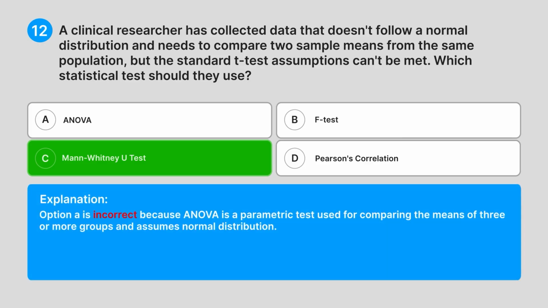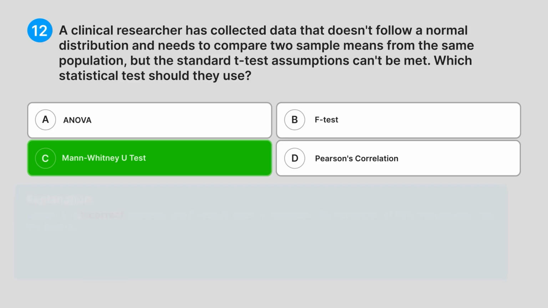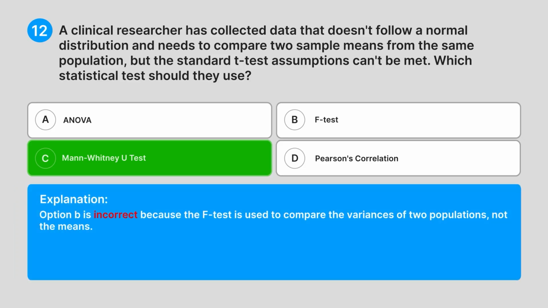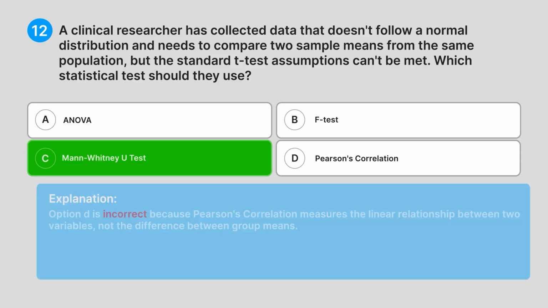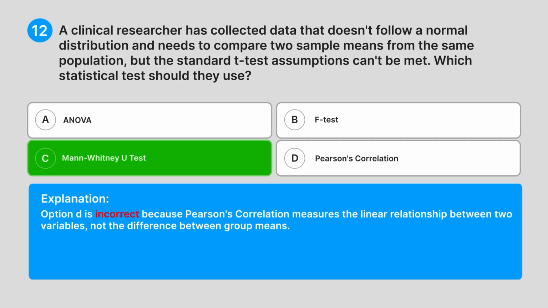Option A is incorrect because ANOVA is a parametric test used for comparing the means of three or more groups and assumes normal distribution. Option B is incorrect because the F-test is used to compare the variances of two populations, not the means. Option D is incorrect because Pearson's correlation measures the linear relationship between two variables, not the difference between group means.